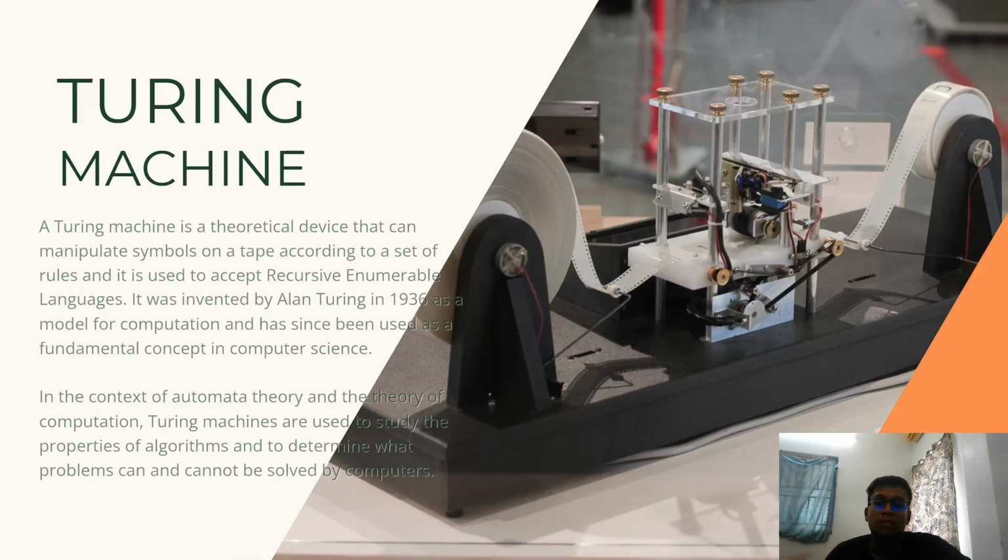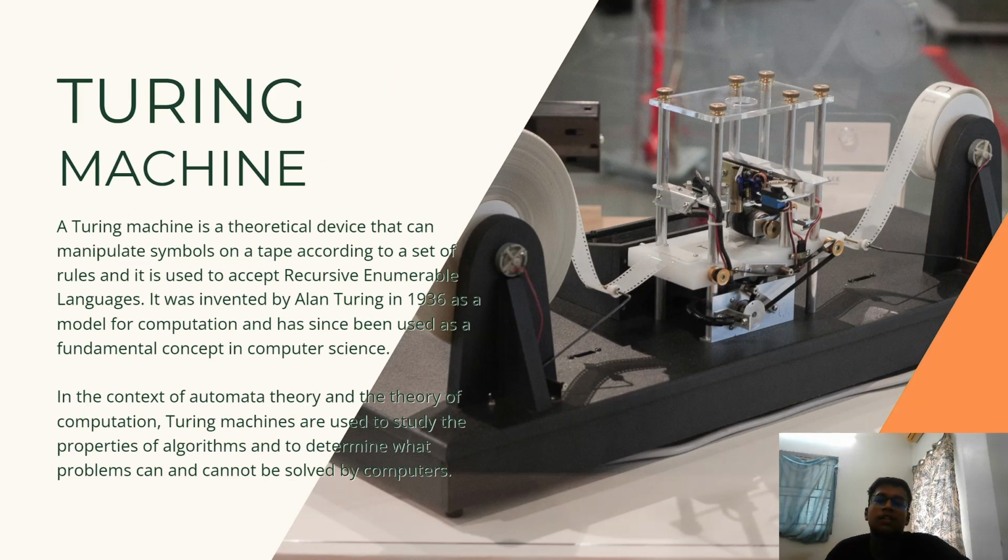Now, let's talk about the Turing machine. A Turing machine is a theoretical device that can manipulate symbols on a tape according to a set of rules. It is used to accept recursively enumerable languages. It was invented by Alan Turing in the year 1936 as a model for computation and has been a fundamental concept in computer science ever since.